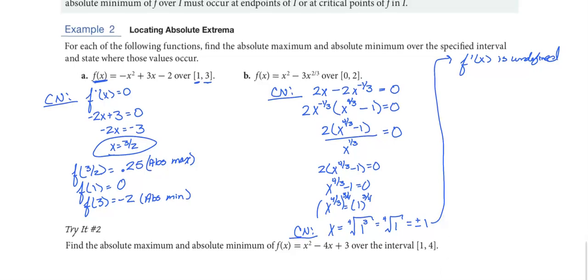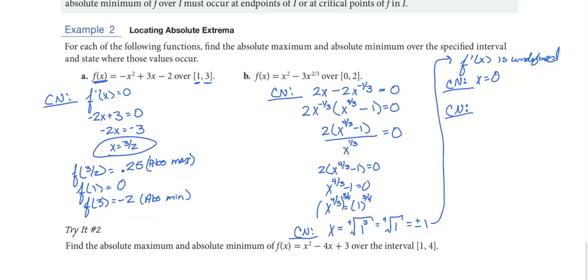So this derivative is undefined at x equals 0, because if I were to plug a 0 in to that derivative, I'm dividing by 0. So that's going to be a critical number also. So we've got 3 critical numbers to think about. So I'm going to list them right here. 0, 1, and -1. So now we're going to find y values associated with each of those. And we're also going to look at the endpoints at 0 and 2.